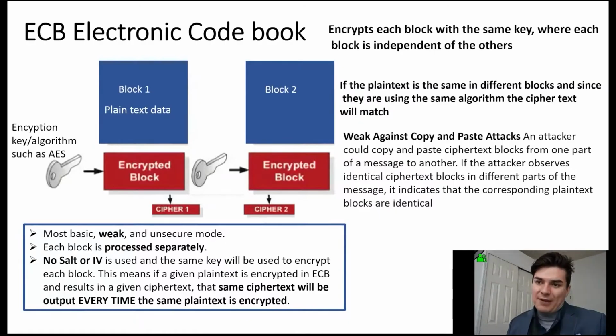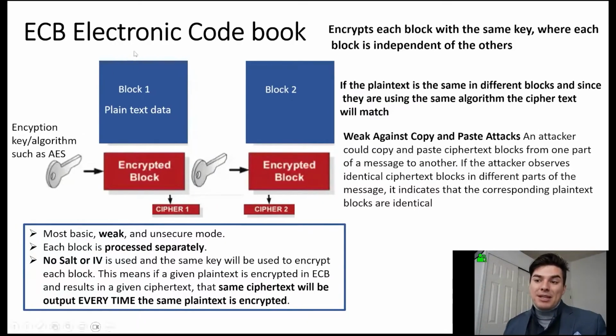We're going to take a look at the different cipher modes here, starting with electronic codebook, which is the weakest and the most unsecure mode. So block 1 here represents the plain text data, and this is going to go through an encryption algorithm, such as Advanced Encryption Standard, creating the Cipher 1 text. What you need to know about electronic codebook is that each block of data is going to be processed separately, so they're independent of each other.